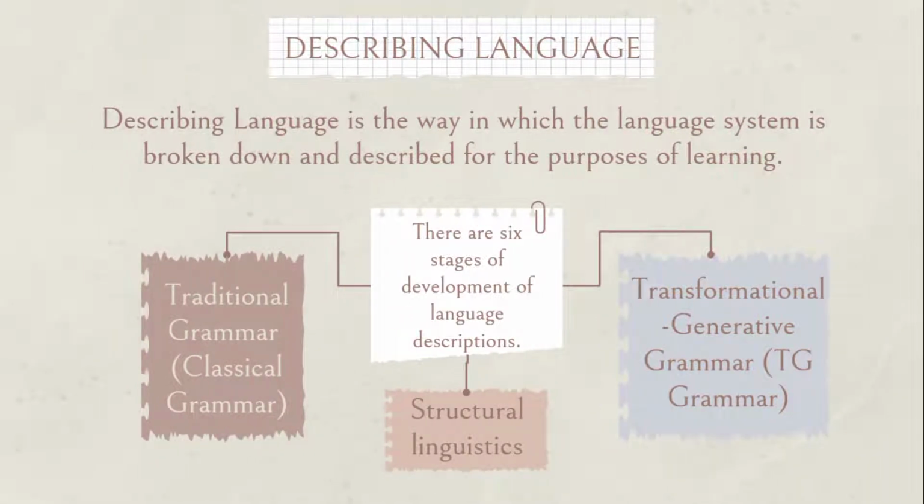Describing language is the way in which the language system is broken down and described for the purposes of learning. There are 6 stages of development of language description. In this video, we will discuss the languages based on traditional grammar, structural linguistics, and transformational generative grammar.